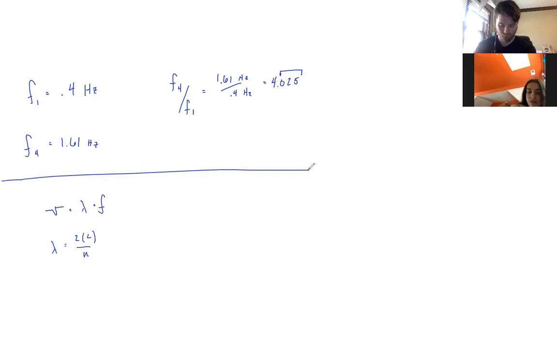Wait, so Mr. Tate, did you get 131.352 for the problem? It sounds good, but check your sig figs as always. 3, so it would just be 1.3. Perfect. Good job.